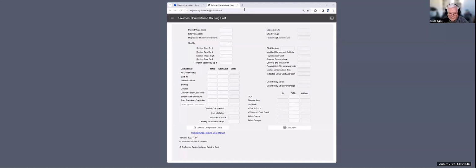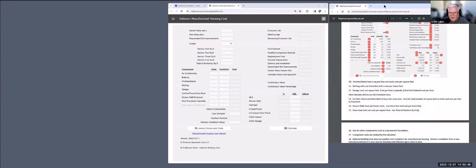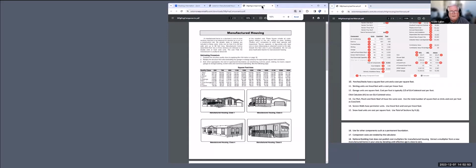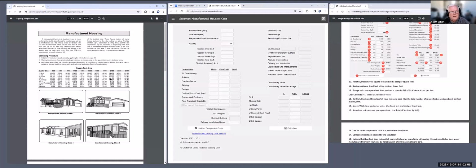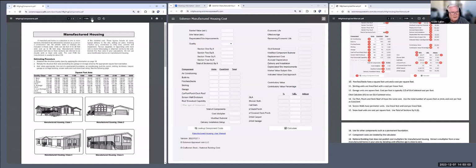There are two resources that you will need to use this calculator. First is the user manual, which is linked right here. Now, the other part you're going to need is the lookup of the component costs right here. And that is also a PDF. And that is pretty much what you see if you have the manufactured cost data from National Building Cost. Notice they have the classes, and they've got the square foot area numbers. You won't need those because we do those calculations within Solomon.